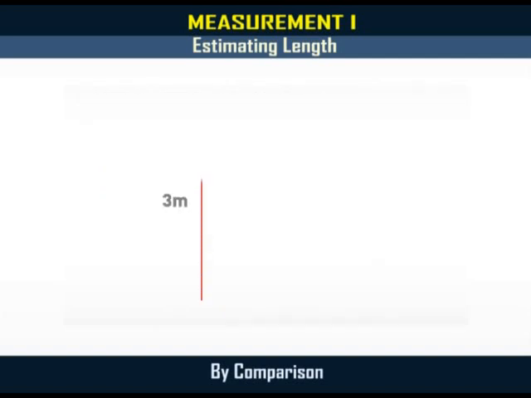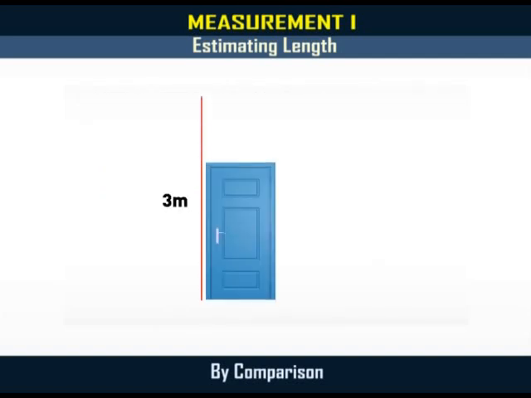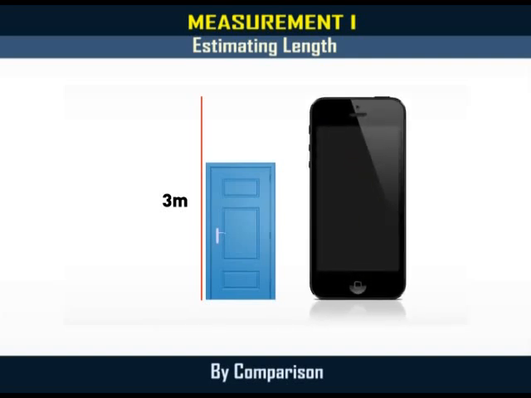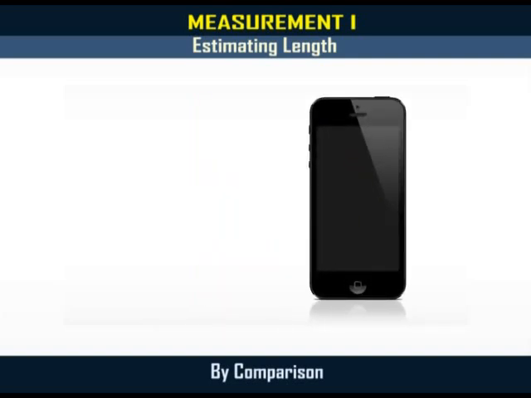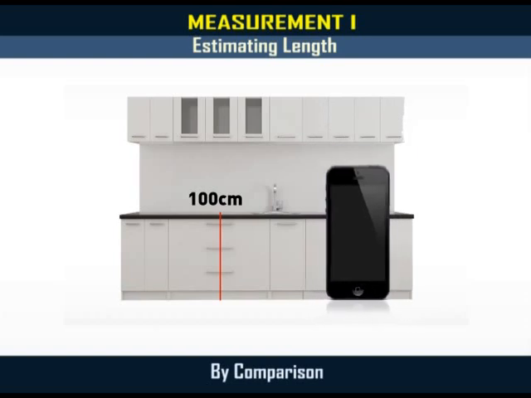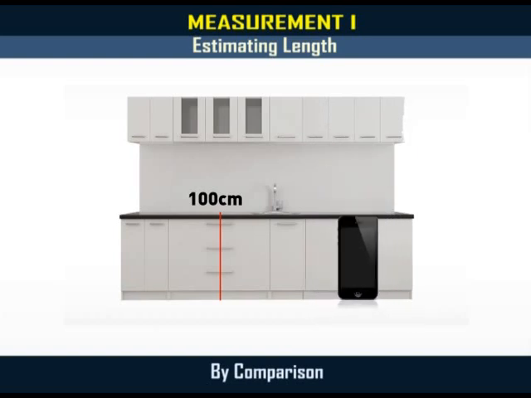3 meters is 1 meter longer than a door. So the length of a phone is unlikely to be 3 meters. 100 centimeters is 1 meter. This is the approximate height of the kitchen worktop. So again, the length of a phone will not be 100 centimeters.